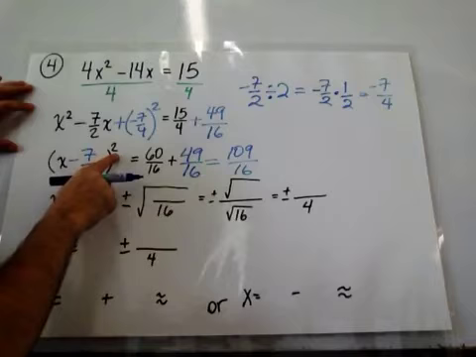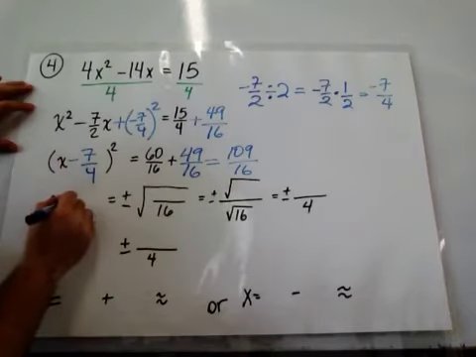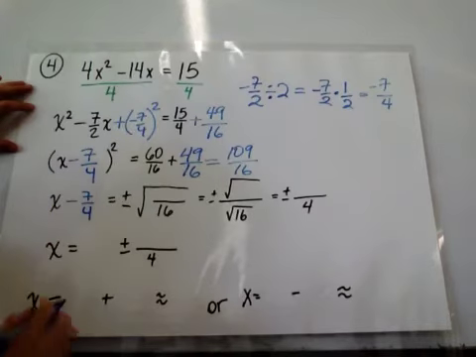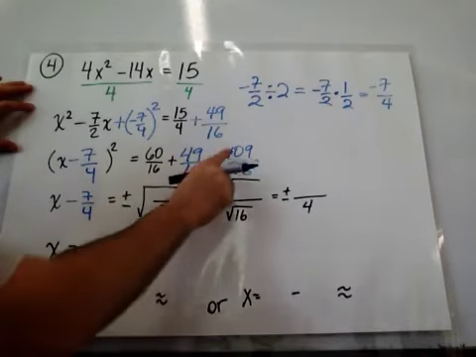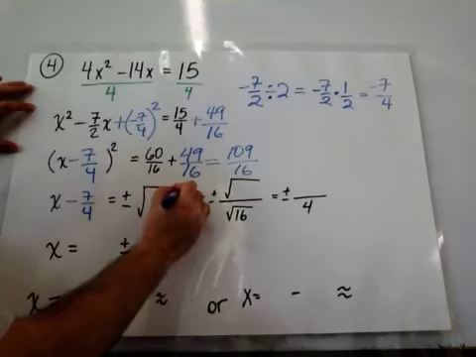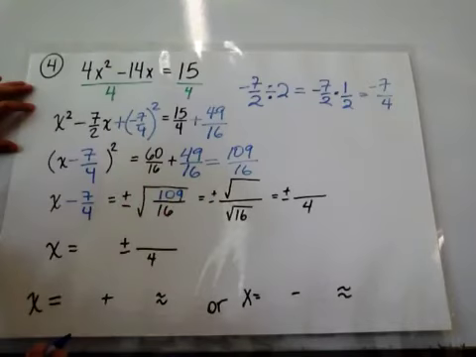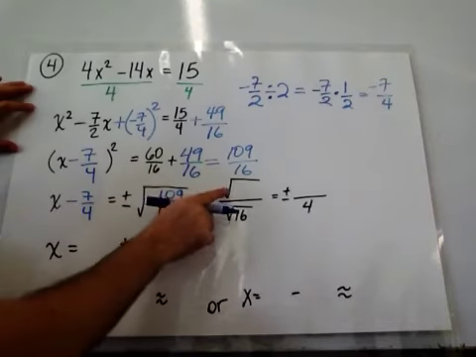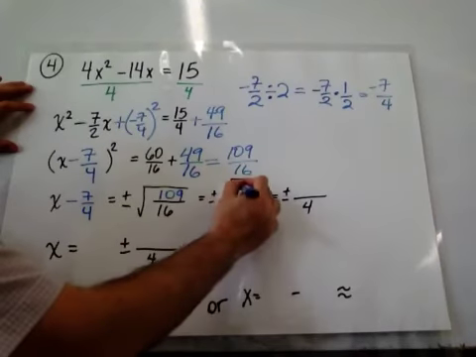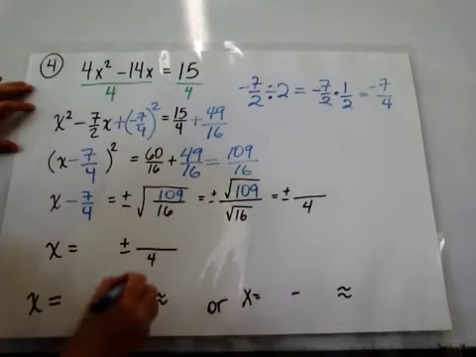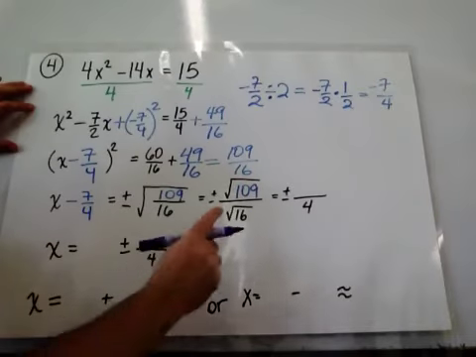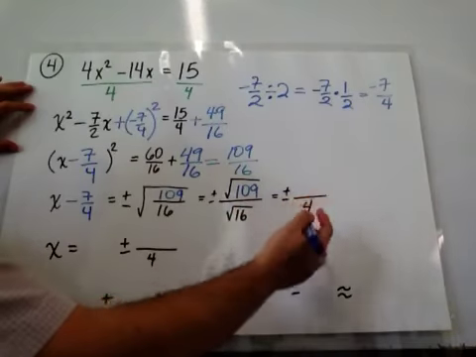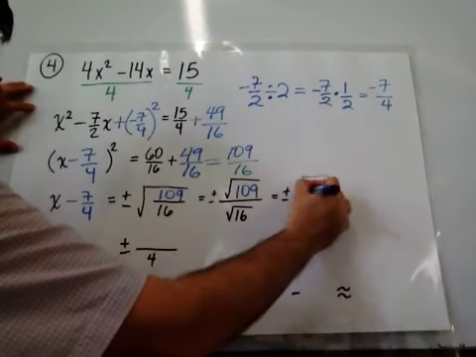Now we take the square root, so that just leaves x minus 7 fourths. And here, positive or negative, the square root of 109/16. Because it's a fraction inside of the square root, I can split it into 2. That's the square root of 109 divided by the square root of 16. The square root of 16 is 4. The square root of 109, it doesn't have one, so I'm just going to leave it like that.